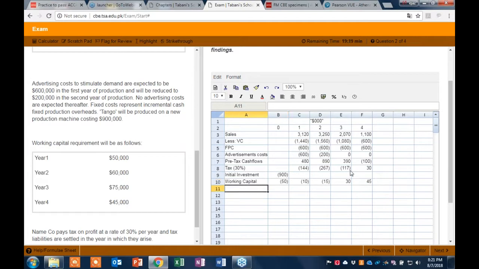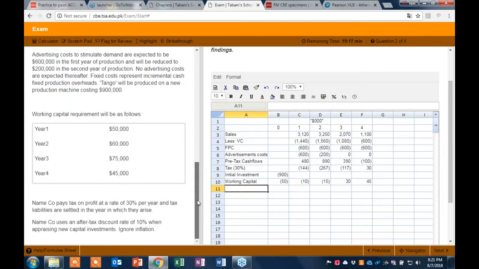Okay, so we don't have any scrap value, we don't have any other cash flows left, so let's net off all the cash flows, sum, and here we go, here we get the pre-tax cash flows. So these are the net cash flows.